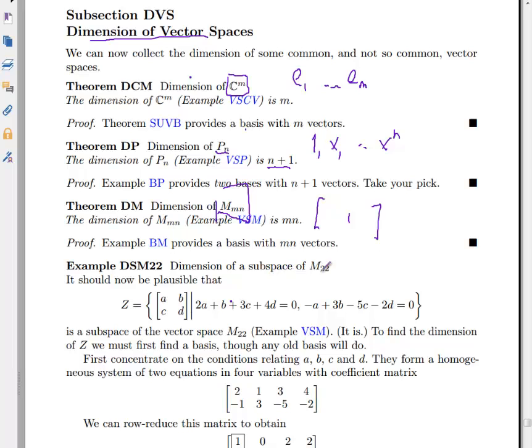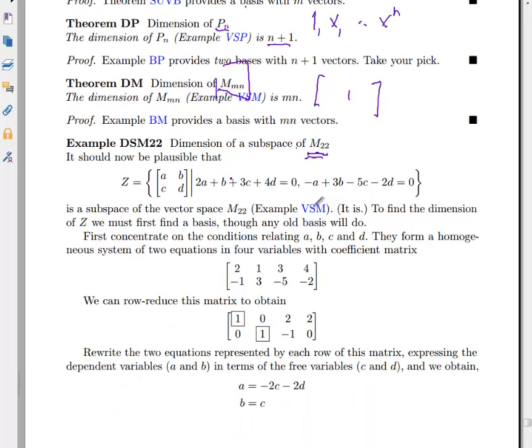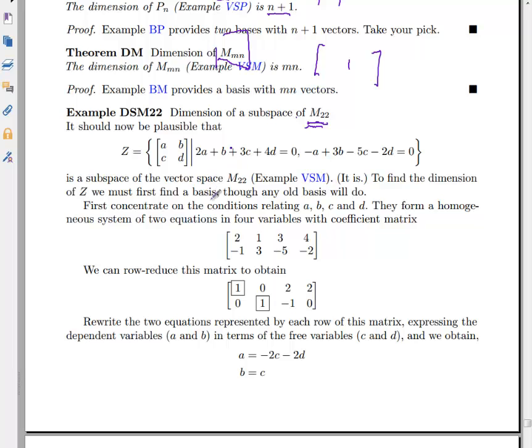Okay, so take a subspace of M22. Now M22 has dimension 4. Let's see if we can find a basis for this subspace. Here we have M22, and here we have two homogeneous relations.